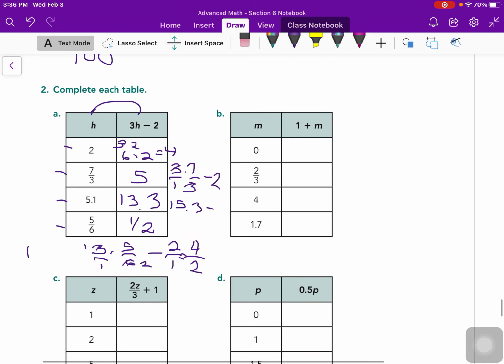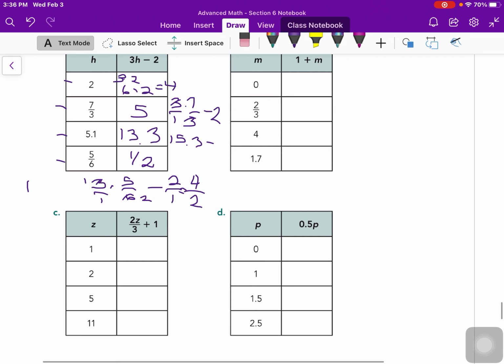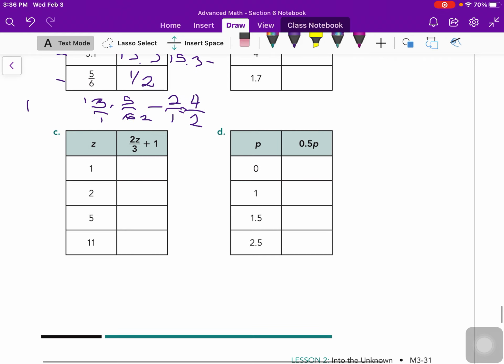All right. These might be a little challenging for you, but give them a try. Let's skip B. Let's try C and D, and go ahead and try those.